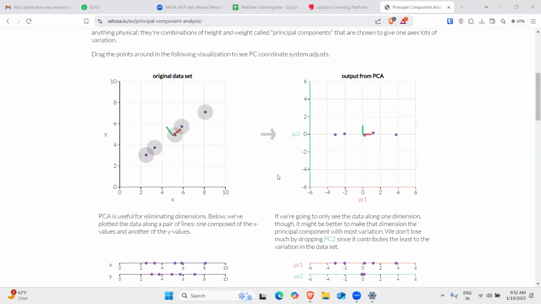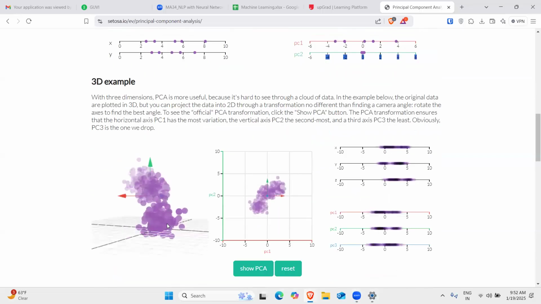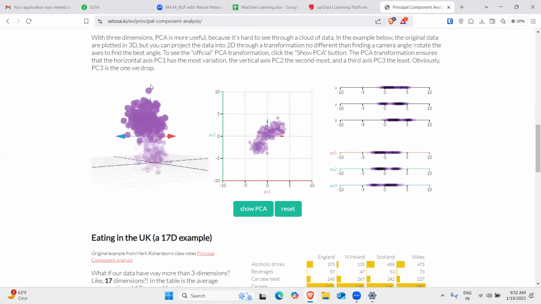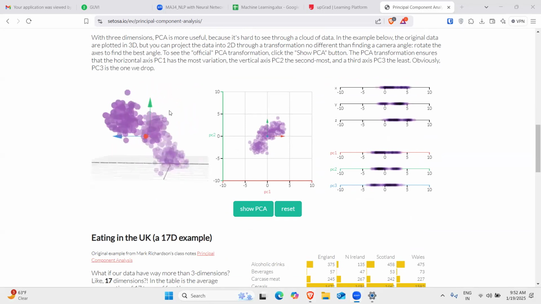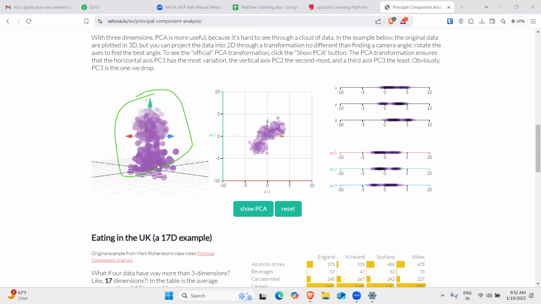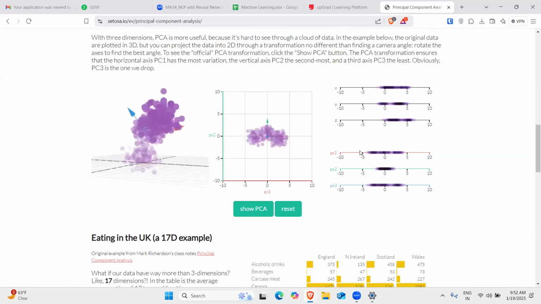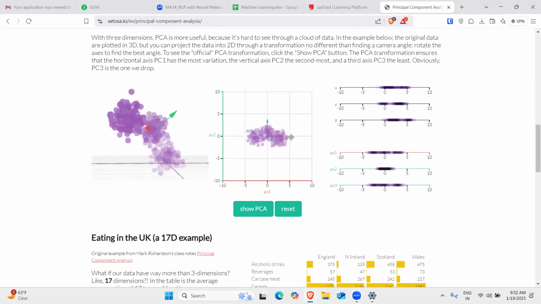And I can drop that column, PC2. Similarly, in 3D, suppose this is your data. You can imagine this is your data on this axis. Can you see this? This is your data set. So you are trying to find the principal component which gives you the maximum information, PC1.